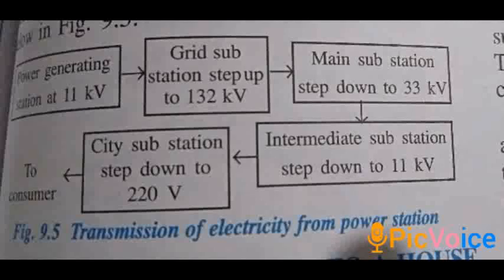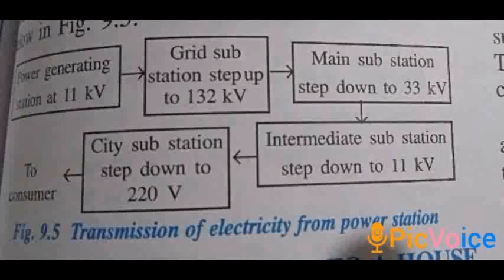Now the same thing we will just recap with this figure. You can see that power is being generated. The first box you see is the power generating station at 11 kV. Then it goes to the grid substation setup where it is stepped up by a step up transformer to 132 kV. From there it goes to the main substation and there it is stepped down to 33 kV and this 33 kV is now supplied to the heavy industries.